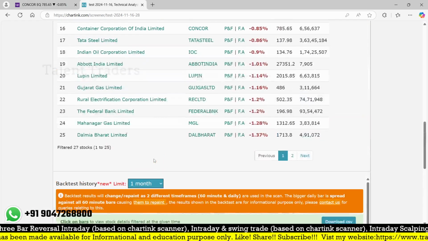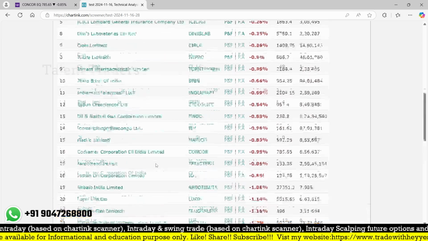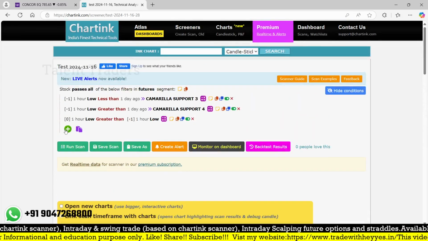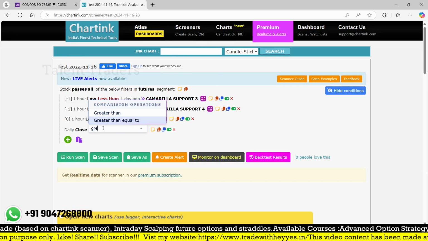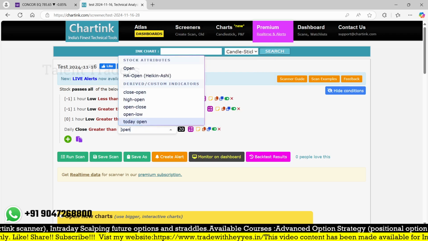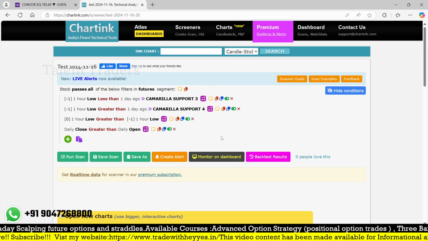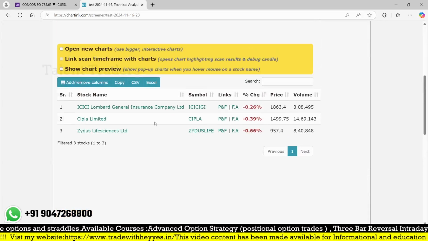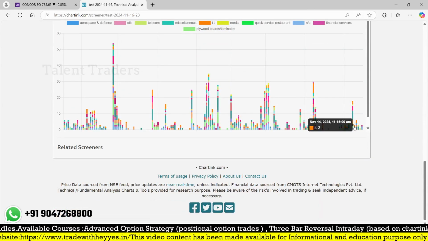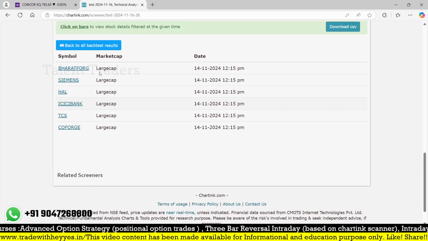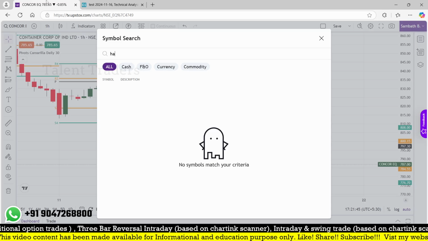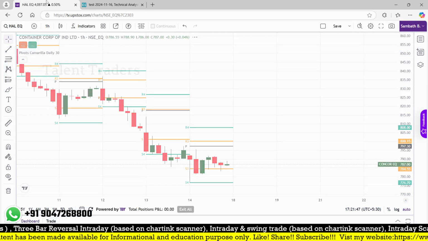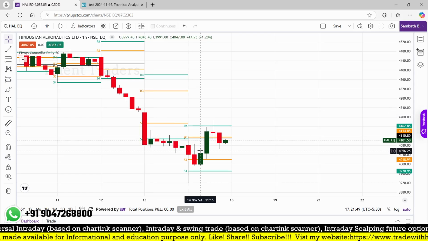And one more condition we can add here to filter more: the close must be greater than the open. So greater than open will fetch you positive stocks, the second candle positive. We have a very few number of stocks. Now we've reduced the number of stocks. Okay, so Bharat Forge, Siemens, HAL at 12.15. Let me check HAL, 12.15. So this was an opportunity.